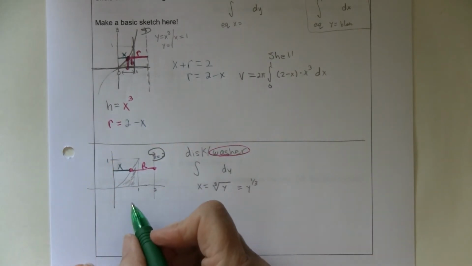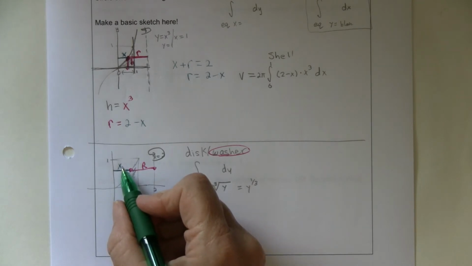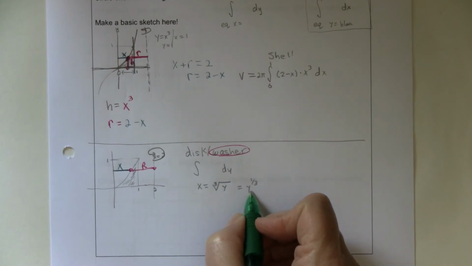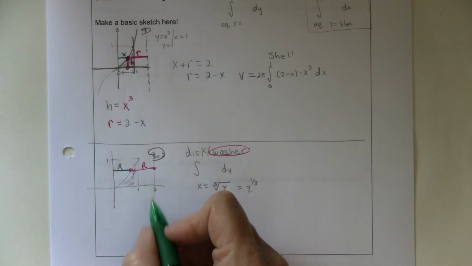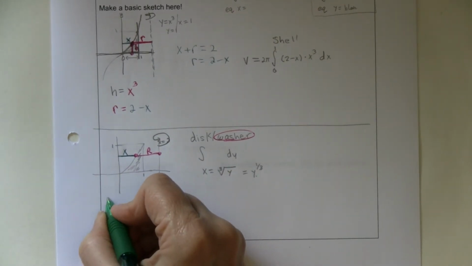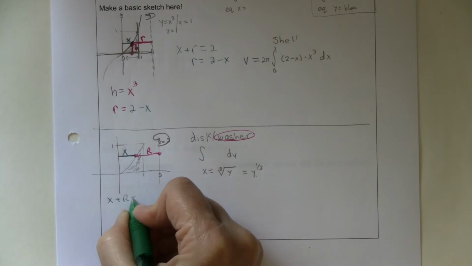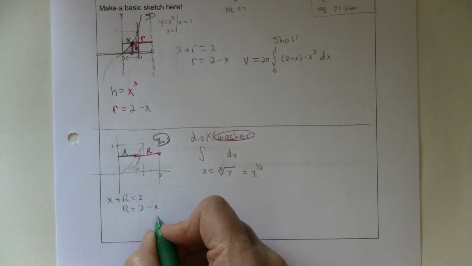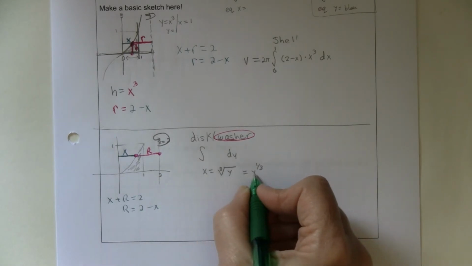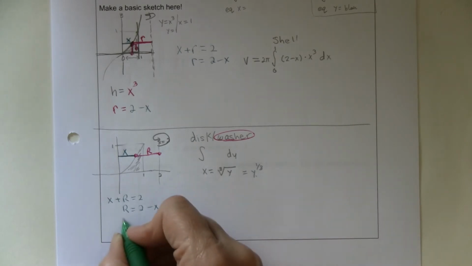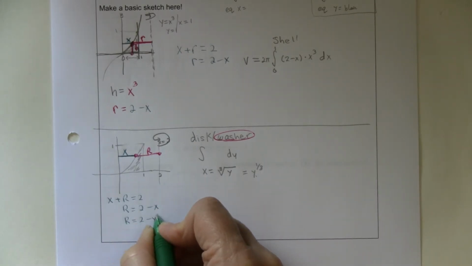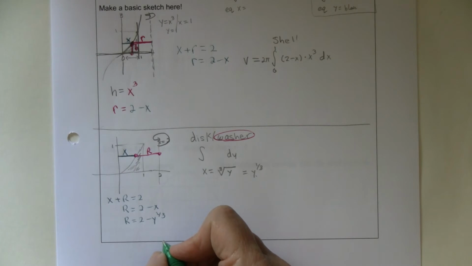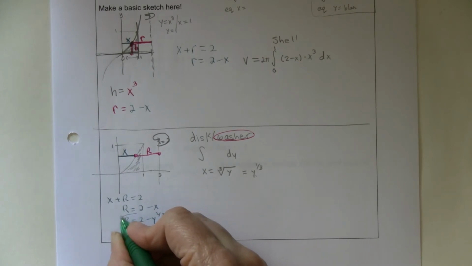And I know that this distance right here, because I want things in terms of y, is also the same as y to the 1/3, and I know that that equals 2 altogether. So I could say that x plus r equals 2, so that r equals 2 minus x, but I wanted things in terms of y, and I know that x equals y to the 1/3, so r equals 2 minus y to the 1/3. Other people might call that distance y to the 1/3 instead of x. Okay, so there's my big R.